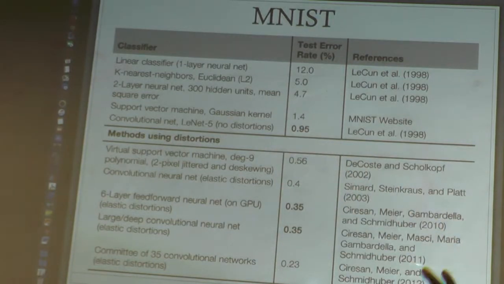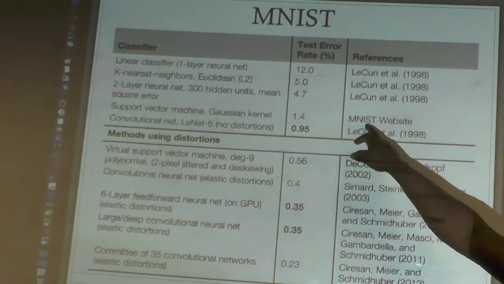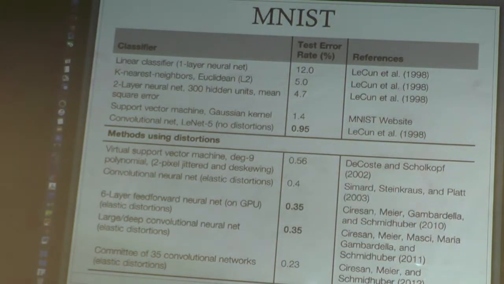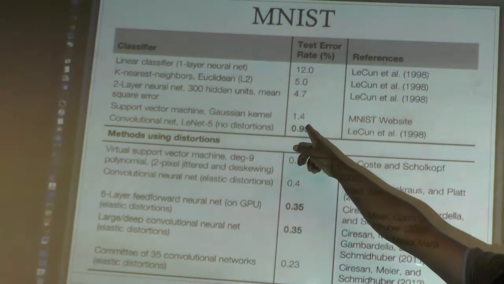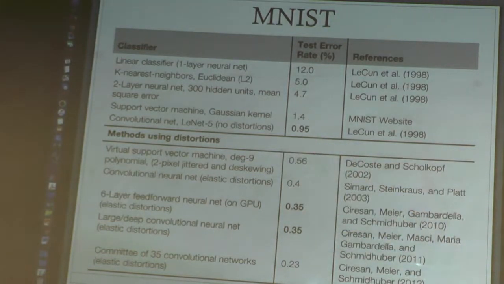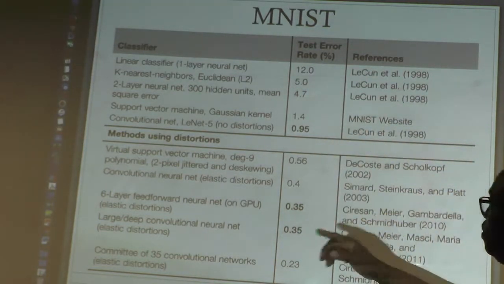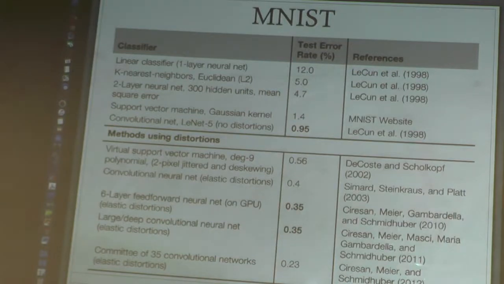After some time, the NIST Institute itself applied a support vector machine, making use of a Gaussian kernel. Remember, we saw those kernels. Making use of a Gaussian kernel, they were able to reduce the error to 1.4%, which is fantastic. Then this guy again picked up the same thing, and his group now applied a convolutional neural net. Now, be careful. The word convolutional neural net doesn't mean it's deep.